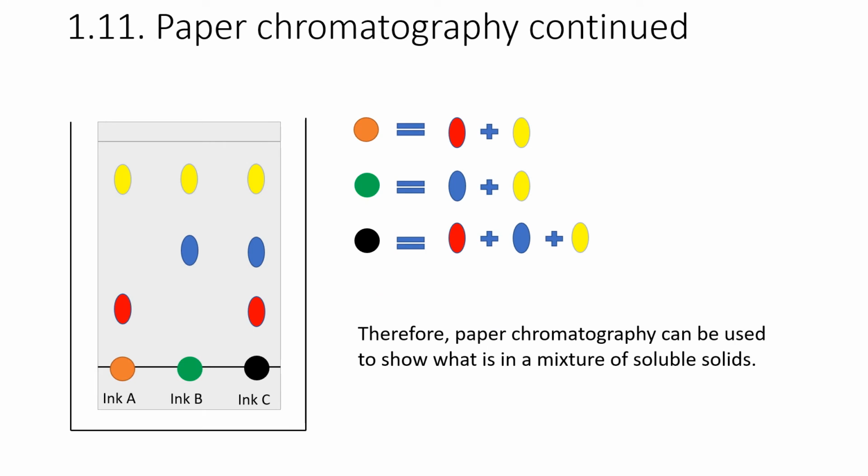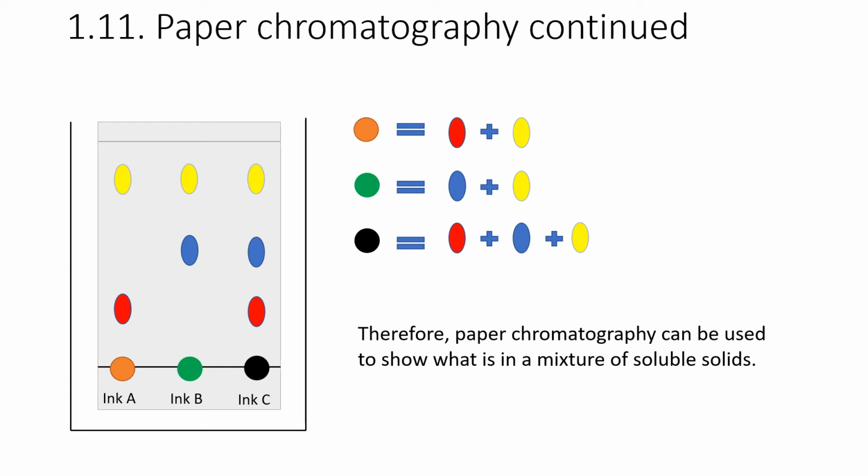What's very important about paper chromatography is that this technique can show us what is actually within each mixture. So we can see from this chromatogram here that ink A contains a red dye and a yellow dye, that ink B contains a blue dye and a yellow dye, and ink C contains a red dye, a blue dye, and a yellow dye. Furthermore, the position of each of those dyes is also characteristic of the dye itself.